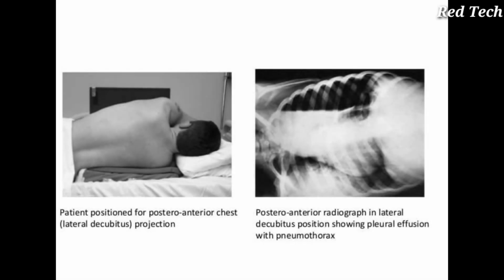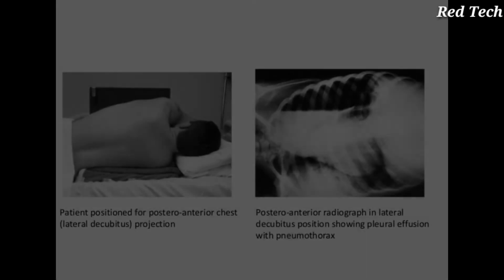Now here you can see in the diagram, this is the right lateral decubitus view. This radiograph is taken in the PA projection, meaning posterior to anterior. On the anterior aspect of the patient the cassette is attached, and the rays come from posterior to anterior, and below the lungs you can see the fluid in the pleural cavity. So this is basically the best way to demonstrate pleural effusion.